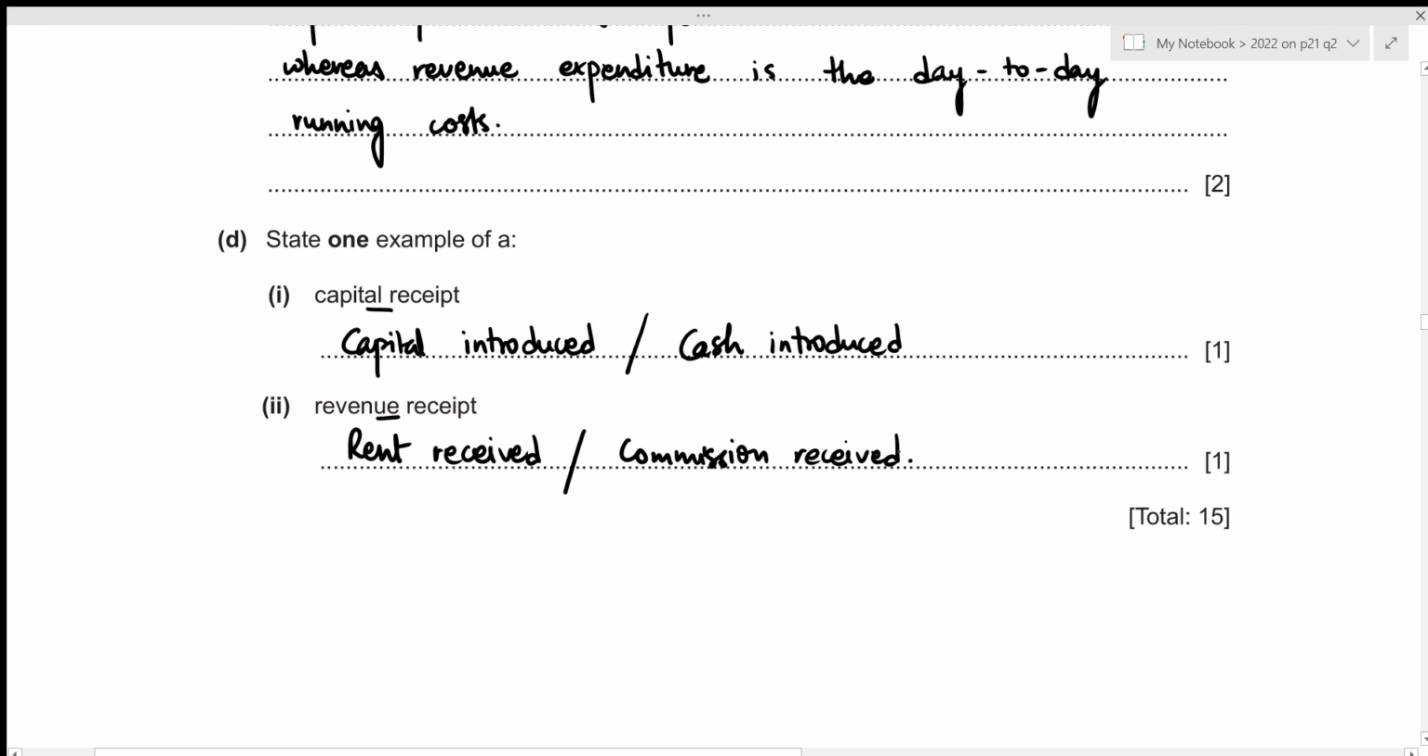Okay, so this concludes the question number 2 of 2022 October-November paper 2-1.